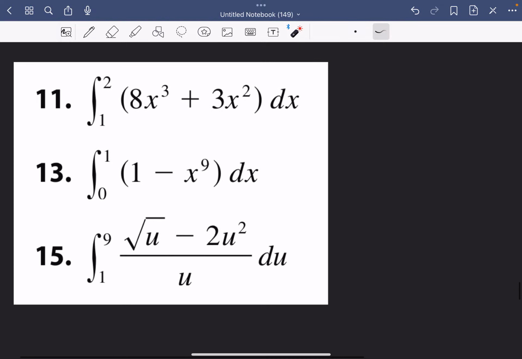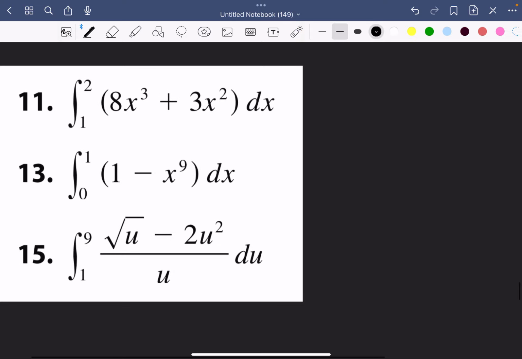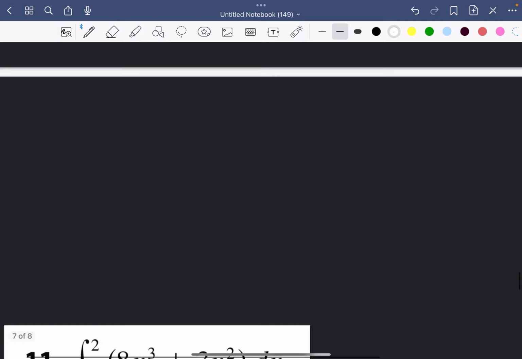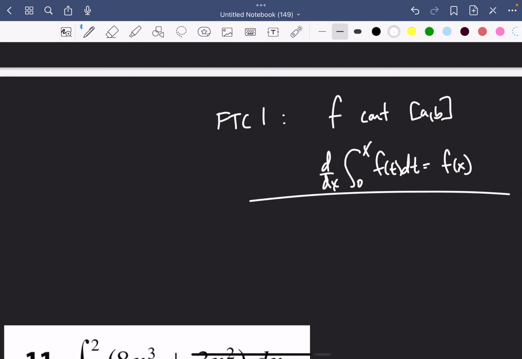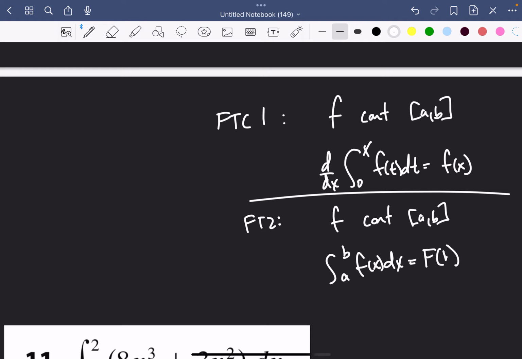So then we look at 11, 13, and 15. These are just, instead of using the first fundamental theorem of calculus, remember, the first fundamental theorem of calculus says that if f is continuous on AB, then the derivative of the integral is just that original function. The second fundamental theorem of calculus says if f is continuous on AB, then the integral from a to b of f of x dx can just be evaluated by hand by taking the antiderivative at b minus the antiderivative at a.